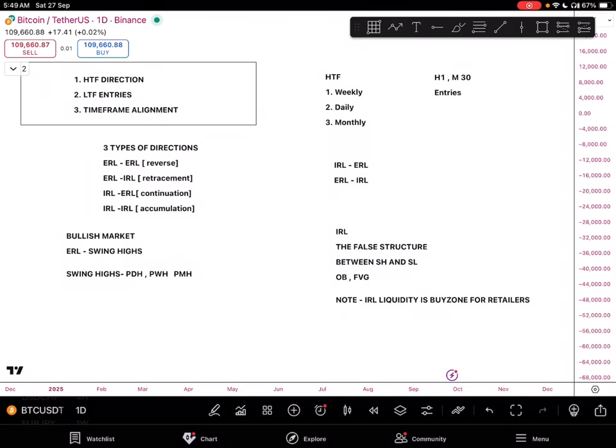The same goes for a bearish market. In a bearish market, external range liquidity is the swing lows. It is considered as the previous day low, previous week low, previous month low. These are all external range liquidity in a bearish market, the same as internal range liquidity.